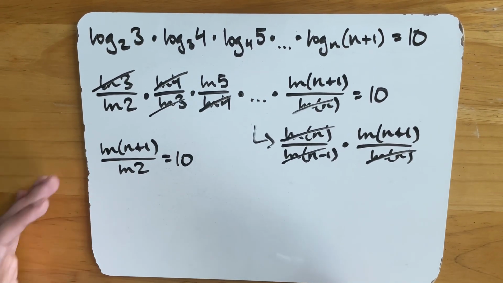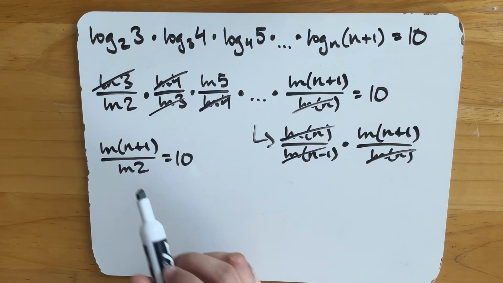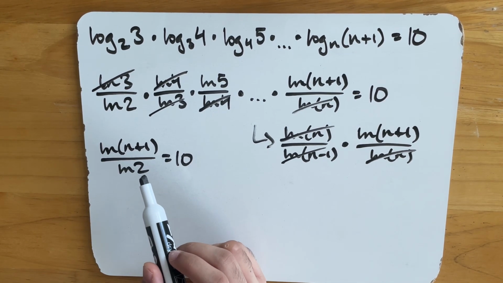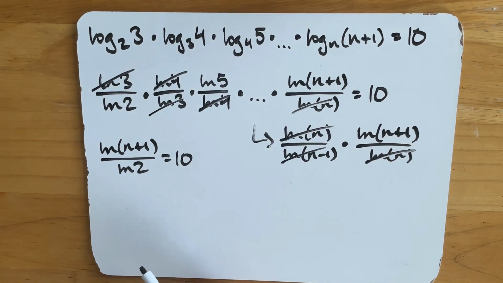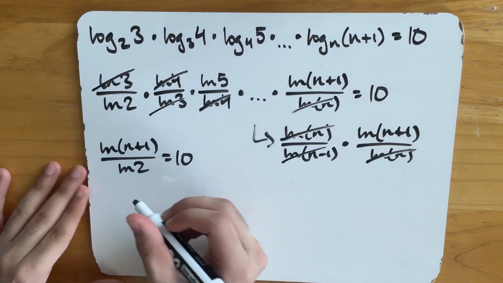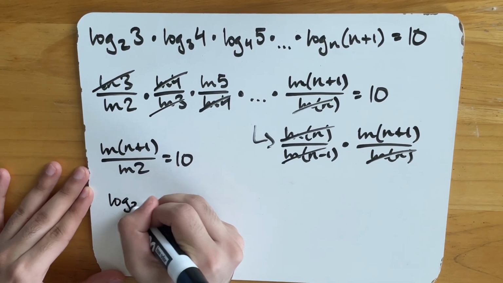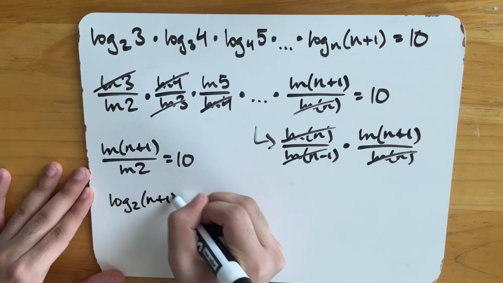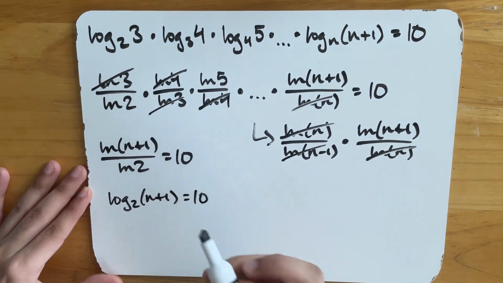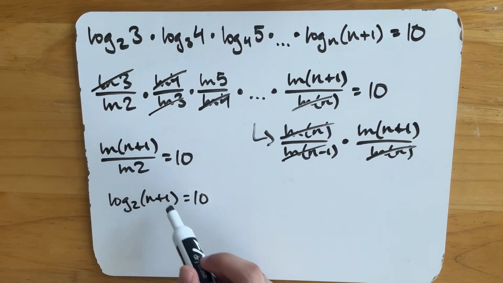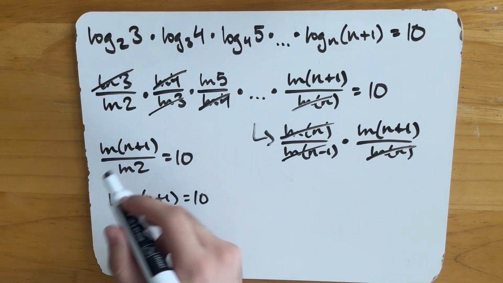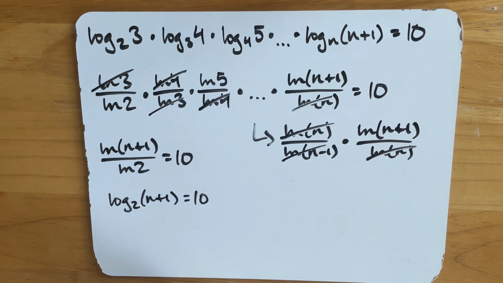Alright, now let's see here. I have a fraction, natural log of n plus 1 over natural log of 2. That kind of looks like a change of base. I think I could rewrite this as log base 2 of n plus 1 being equal to 10. I can do that, because if I do the change of base again, I just get ln of n plus 1 over ln 2. So that's fine. This is already change of base format. I just rewrote it as log base 2. I don't want to deal with e's anymore.